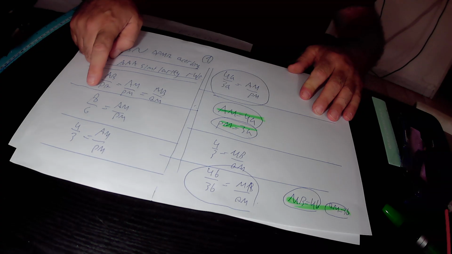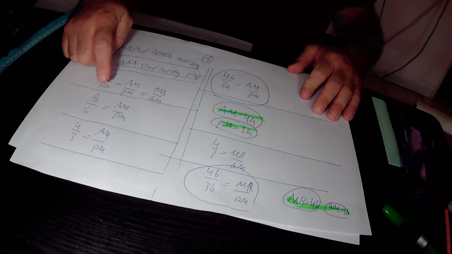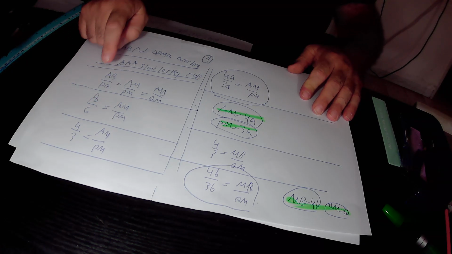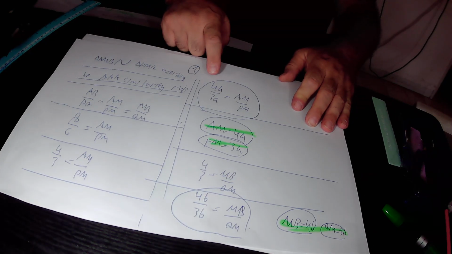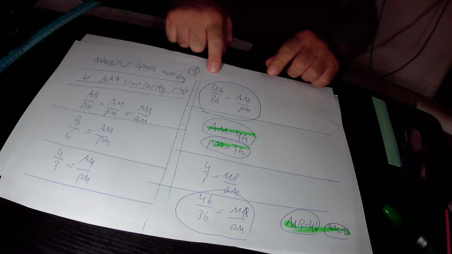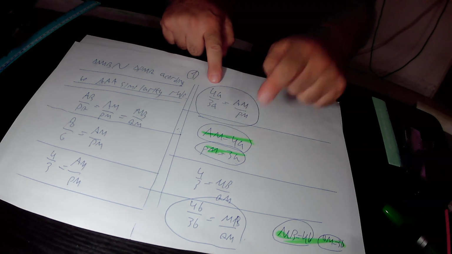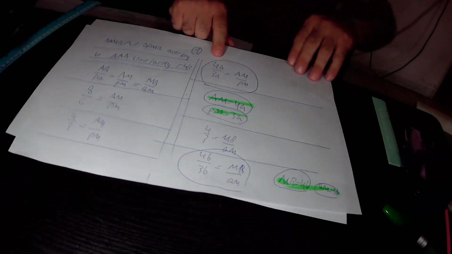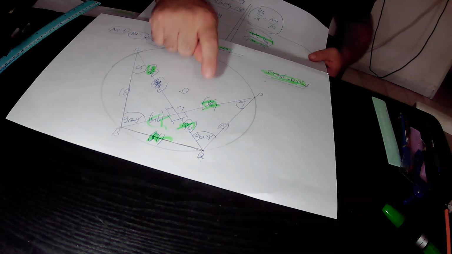AB is 8, PQ is 6. We divide both the numerator and the denominator of this number by 2. 8 over 2 is 4, and 6 over 2 is 3. So 4 over 3 equals AM over PM. Here we multiply both the numerator and the denominator of this number by A, and we get that 4A over 3A equals AM over PM. What is the meaning of this equation? It means that if AM equals 4A, then PM must be equal to 3A.